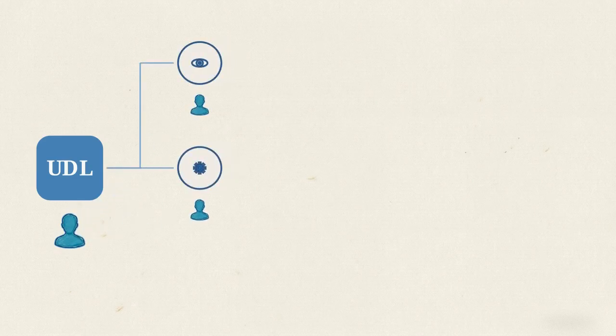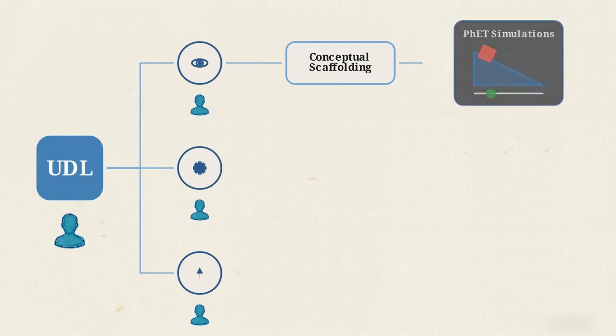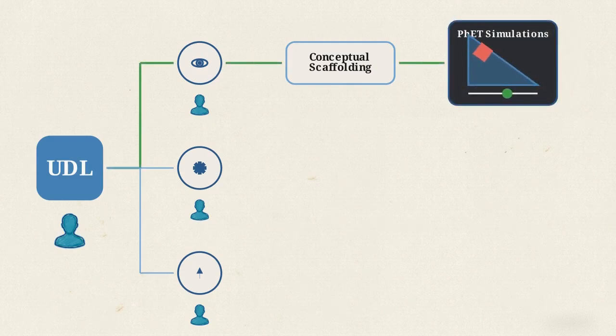In a diverse classroom, we must apply Universal Design for Learning, or UDL. This framework ensures our lesson accommodates visual learners, students who struggle with procedures, and those ready for advanced challenges. We can map digital tools to these needs. For visual learners, we use PhET simulations as conceptual scaffolding.